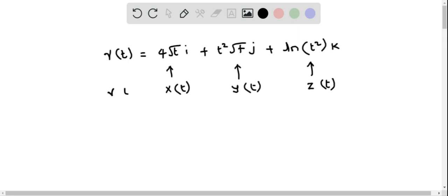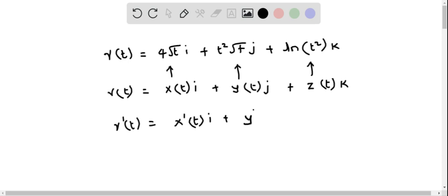So r of t is written as x of t times i plus y of t times j plus z of t times k. And this means if we find its derivative, we find the derivative of each of the components, that is x prime of t i plus y prime of t j plus z prime of t k. Let's say this is equation 1.